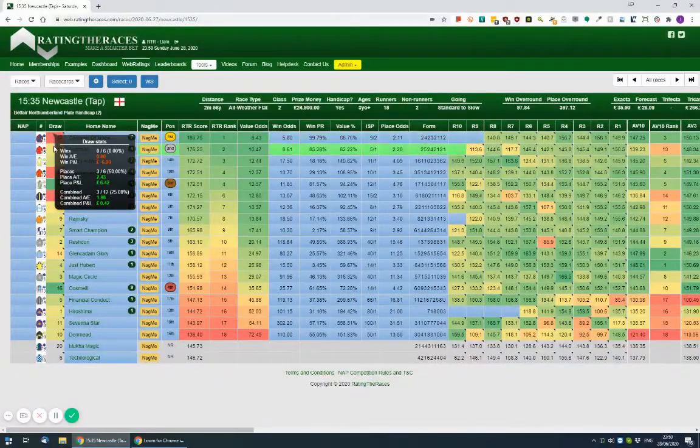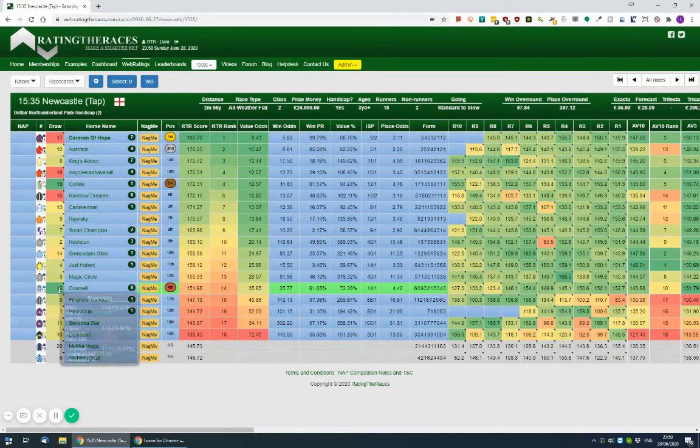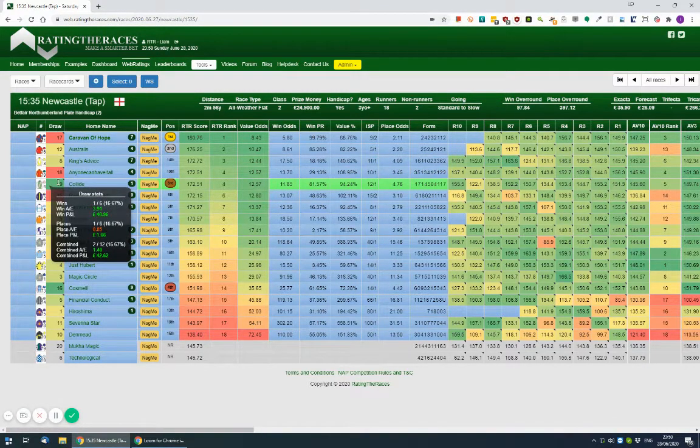The third column is draw. This is the draw or the stall that the horse in question is going to be jumping out of in the race. Obviously for jumps racing, this column is always blank because they don't come out of stalls. But for flat racing, most of the time, there's a few races that they don't, but most of the time they do come out of stalls. And these stall numbers are also conditionally formatted. What that means is the greener the cell or the box, the better that stall is over time.